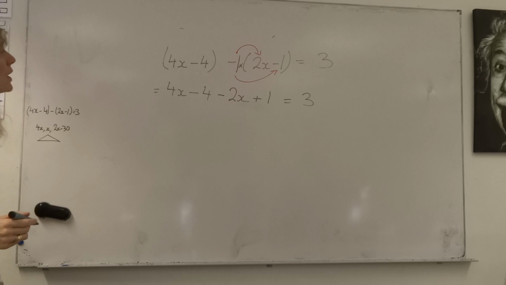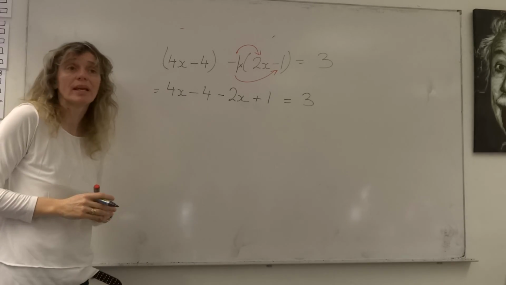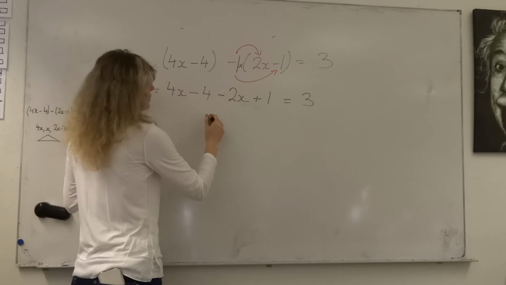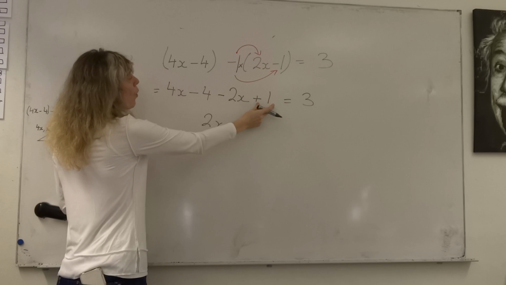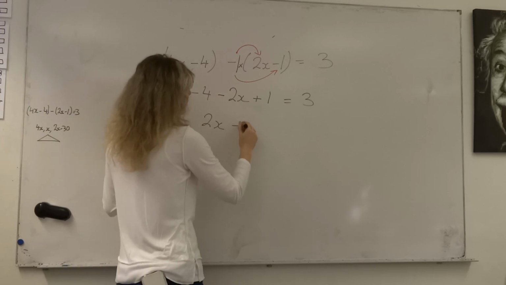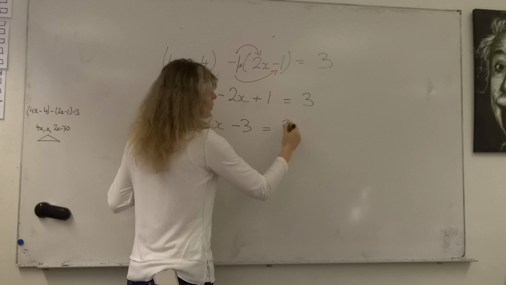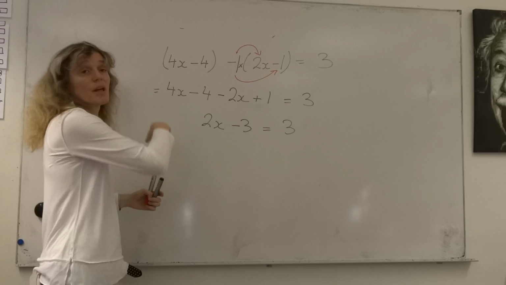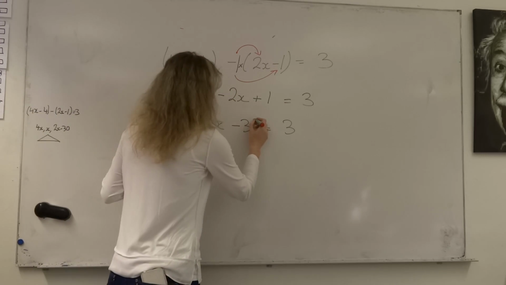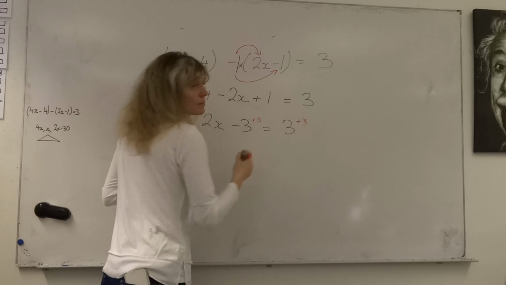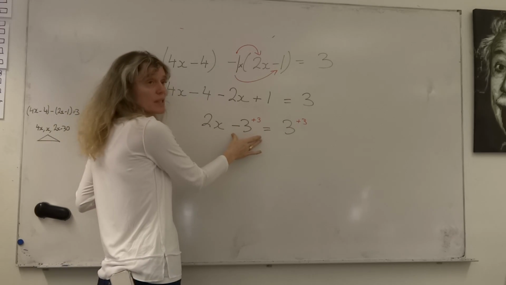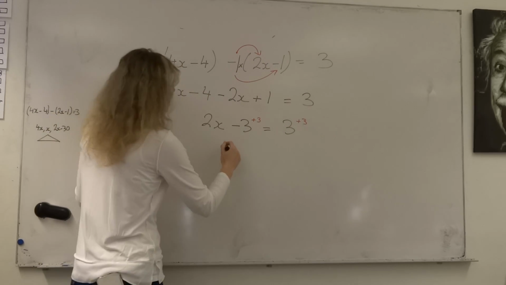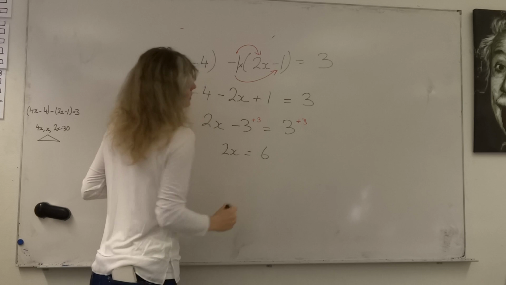Okay. So now we've got like terms that we can simplify. We have 4x here and we have minus 2x. 4x minus 2x is 2x. 1 minus 4 is minus 3. Equals 3. We now can move the 3 to the other side of the equation by adding 3 to both sides. It makes us get rid of this minus 3 here. It gets all the x's on one side, all the numbers on the other. So we then get that 2x equals 6.